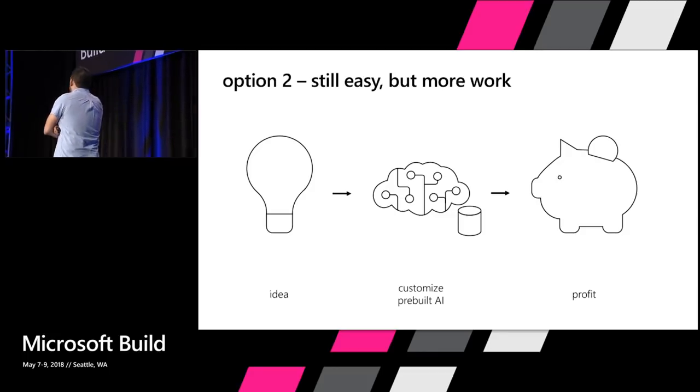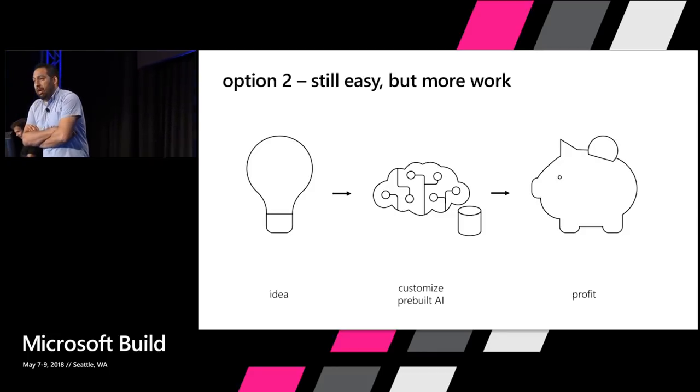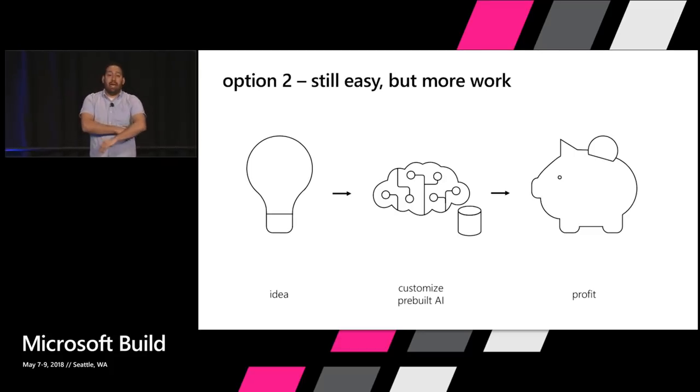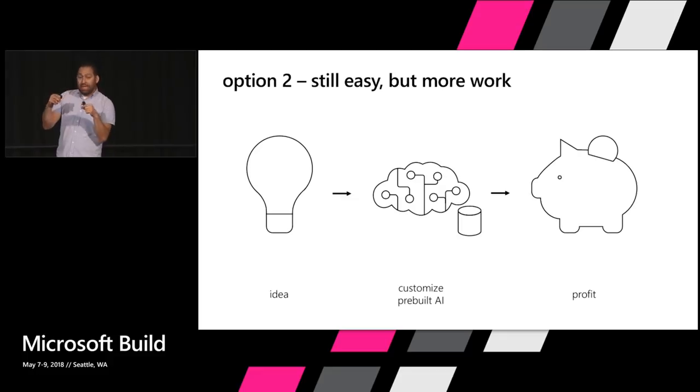Maybe you need to blur out product logos when people upload stuff. Or maybe there's a specific object that you have at your plant that needs to be recognized that doesn't fit into the pre-built AI stuff. Maybe you need to learn a little bit more about PDF intricacies, right? To go with the example.